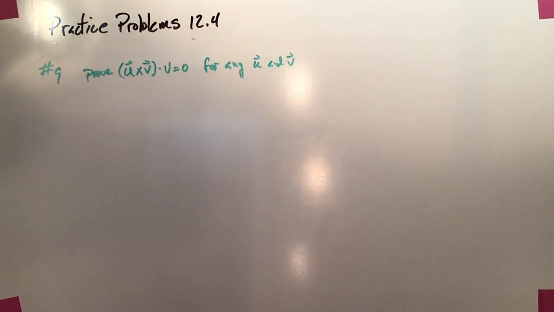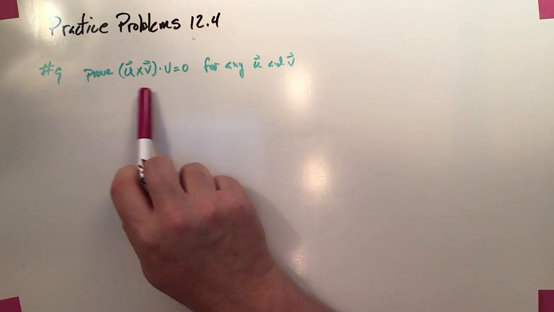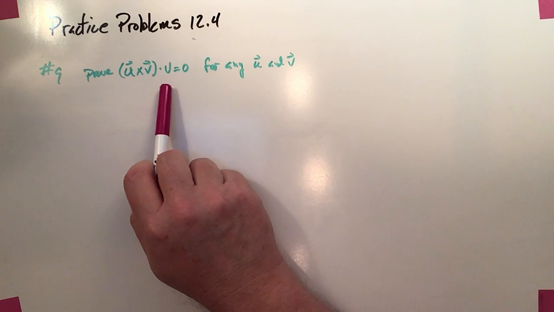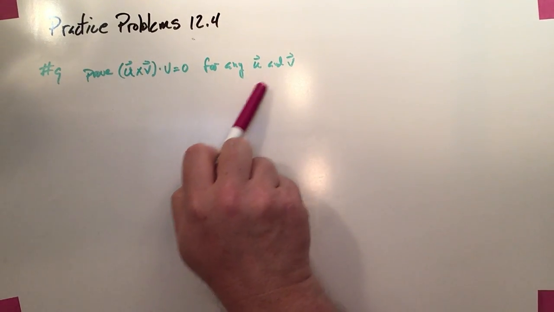Our final practice problem for section 12.4 on the cross product is question number 9, and it's a general proof of this statement: (u cross v) dotted with v is equal to 0 for any u and v.